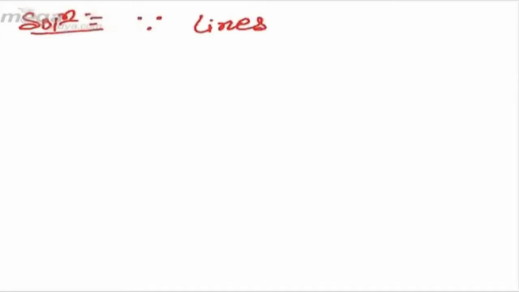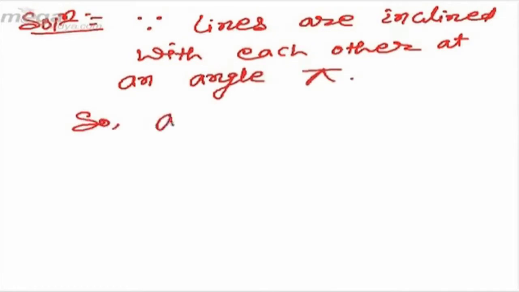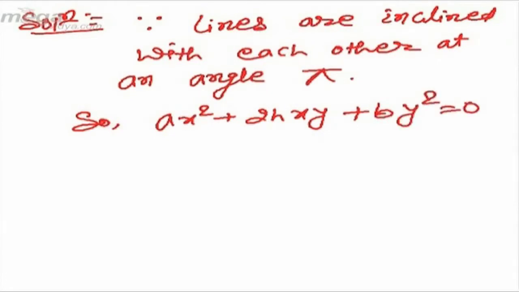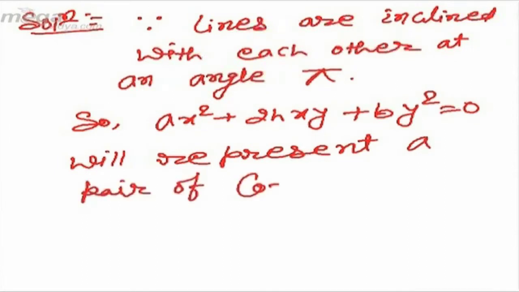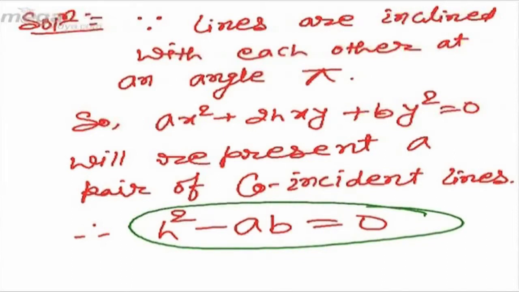Since lines are inclined with each other at an angle pi, so ax square plus 2hxy plus by square equal to 0 will represent a pair of coincident lines, and in this case the condition is h square minus ab is equal to 0. This is the condition. Now we will see here.